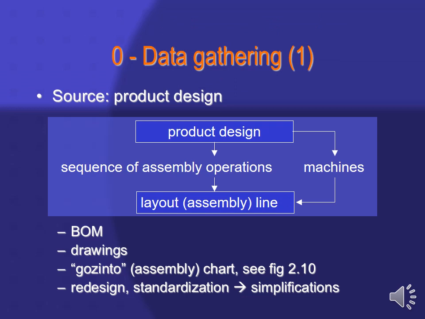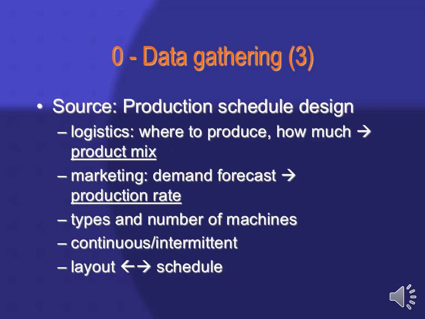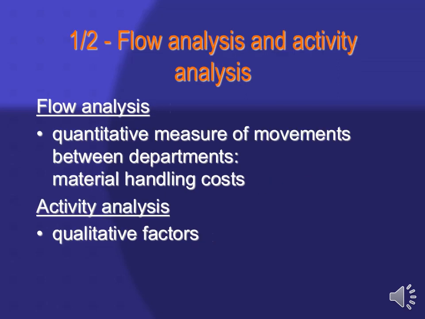Data gathering 1, source product design. Product design comes to layout assembly line. Then data gathering 2, sources process design, make or buy, equipment use, process time. Then data gathering 3, sources production, how and where we produce and where we market and which type of machines we use for flow and activity analysis. Flow analysis, types of flow patterns, types of layout flow analysis approaches. Flow analysis and activity analysis measure the movements between the departments.